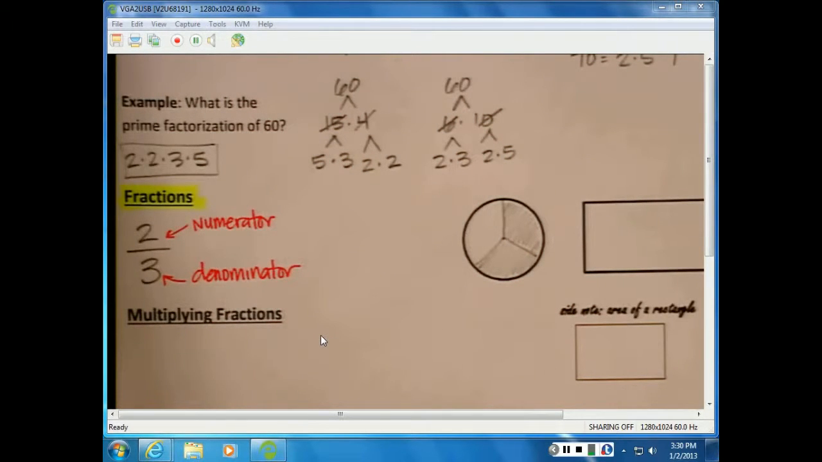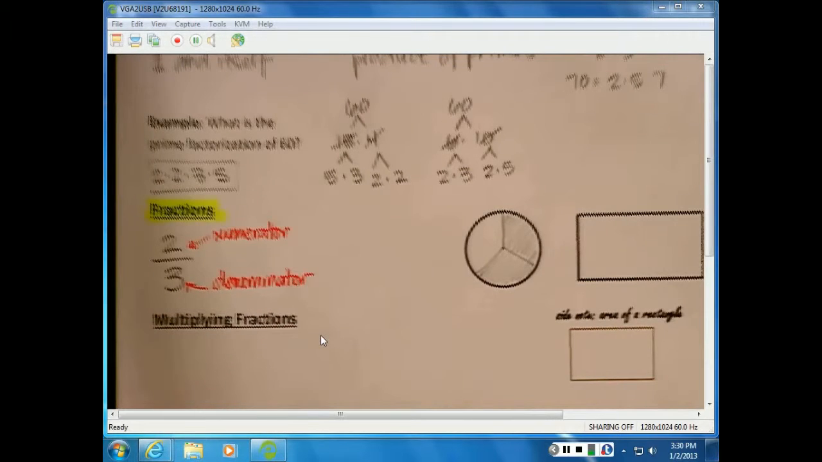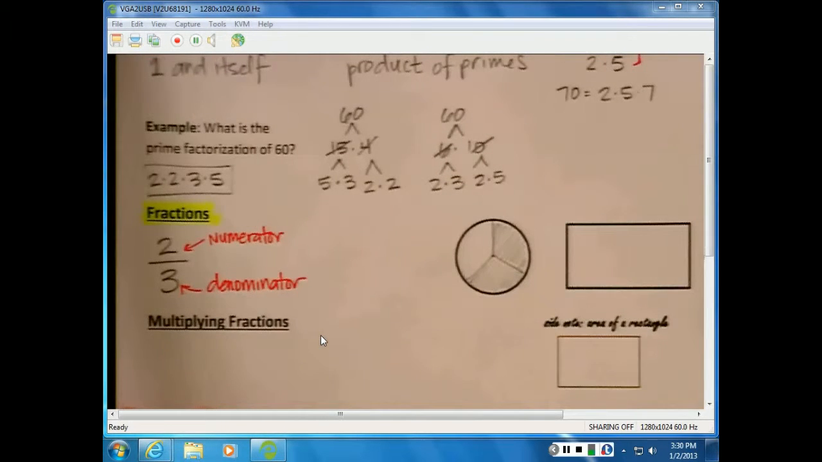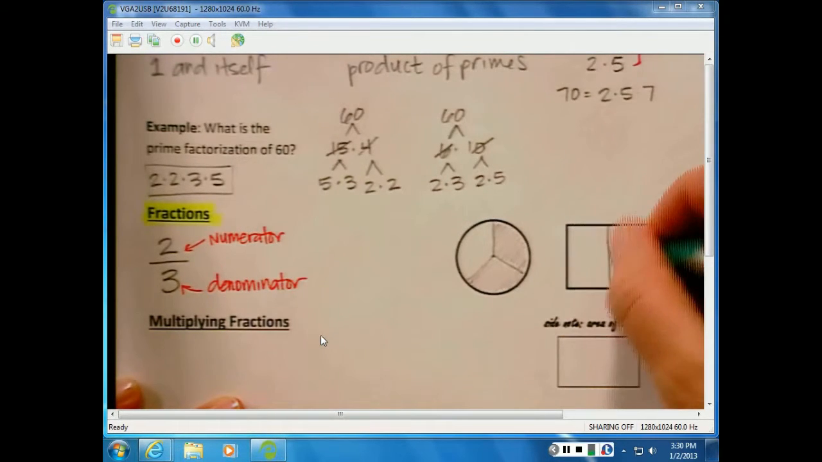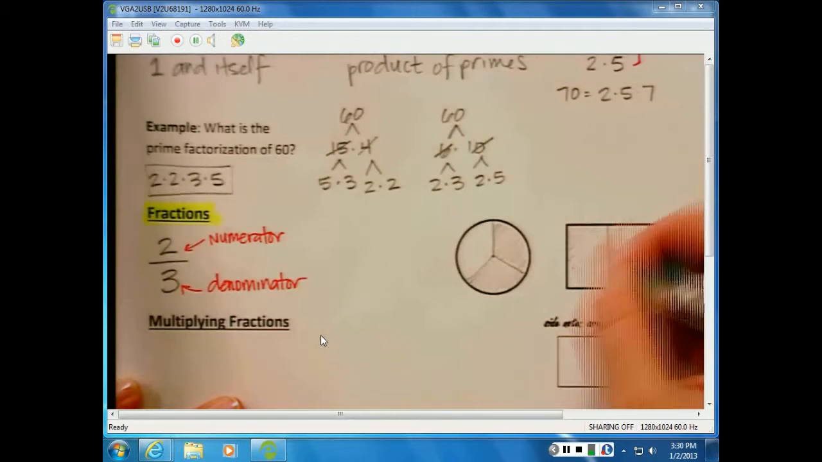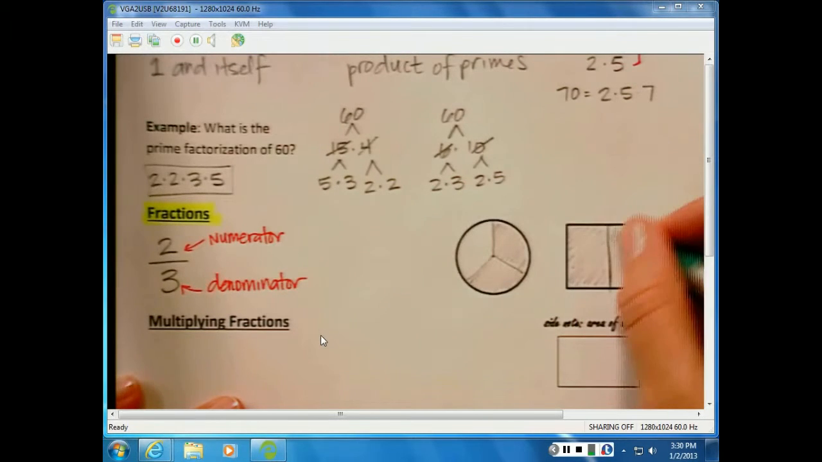2/3, if I look at the rectangle, I could represent 2/3 by breaking this down into 3 equal parts, and shading 2 of these parts.